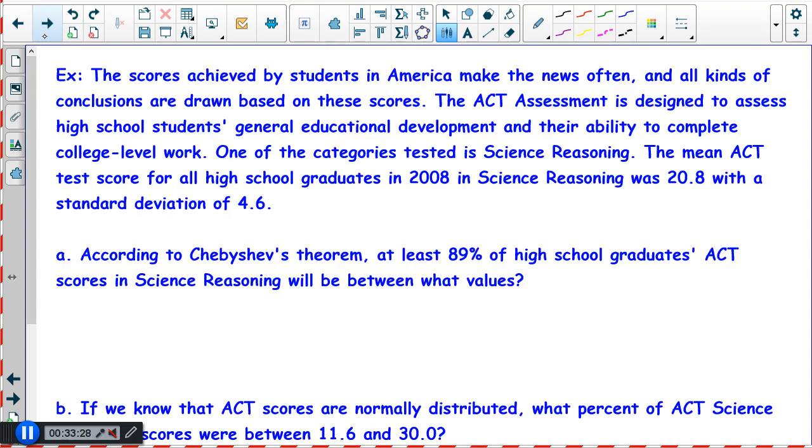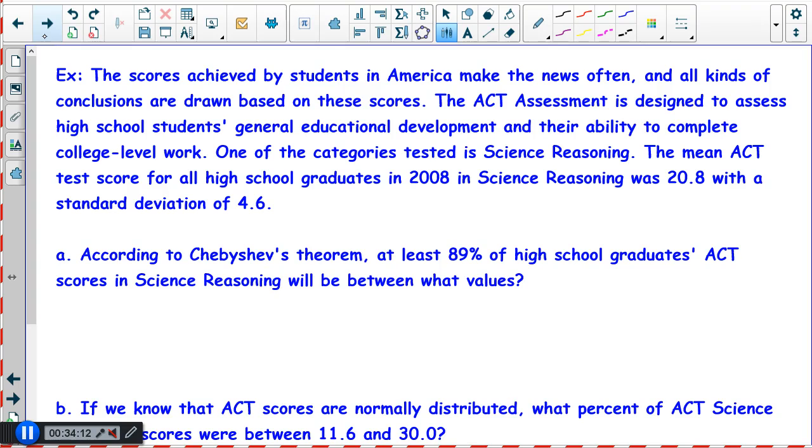All right, let's answer the last question. The scores achieved by students in America make the news often, and all kinds of conclusions are drawn based on these scores. The ACT assessment is designed to assess high school students' general educational development and their ability to complete college-level work. One of the categories tested is science reasoning. Hey, y'all, this is ACT. Some of y'all take this. The mean ACT test score for all high school graduates in 2008 in science reasoning was 20.8 with a standard deviation of 4.6. According to Chebyshev's theorem, at least 89% of high school graduates' ACT scores in science reasoning will be between what values?